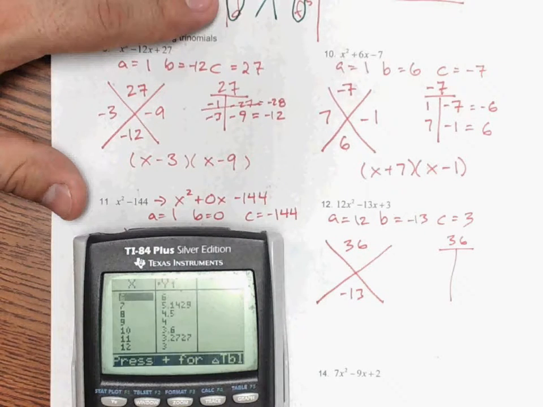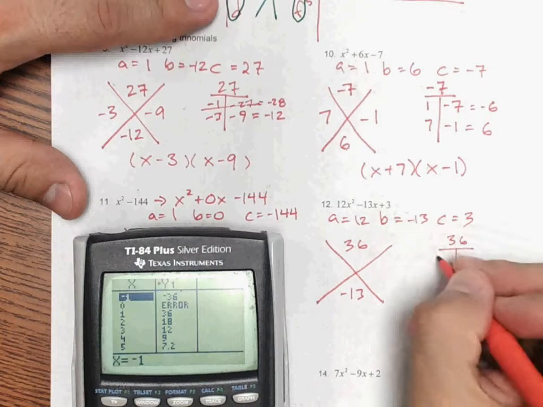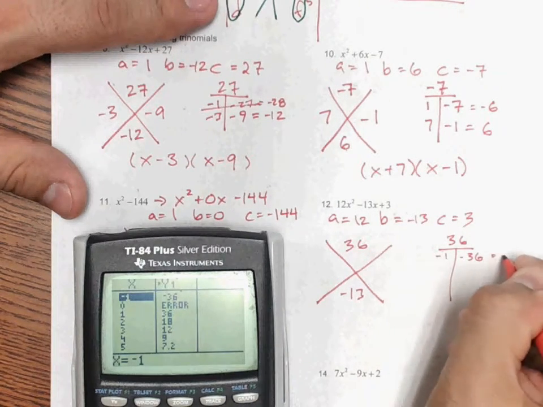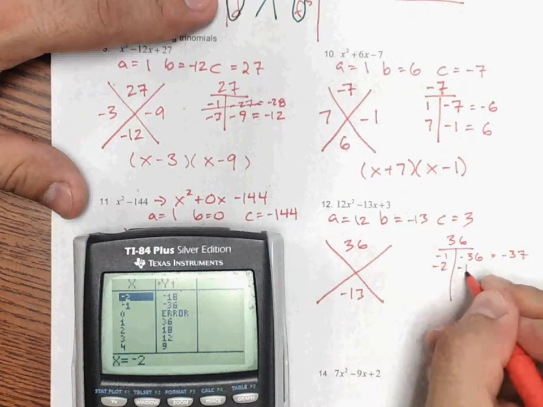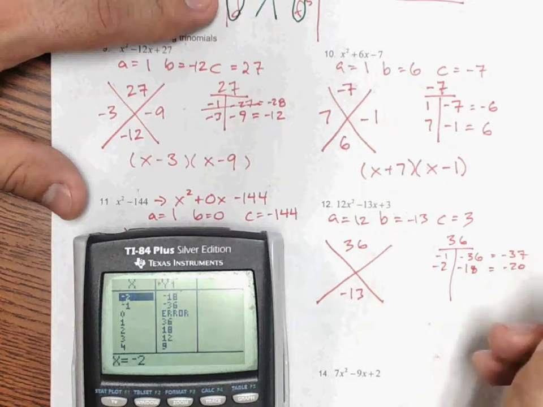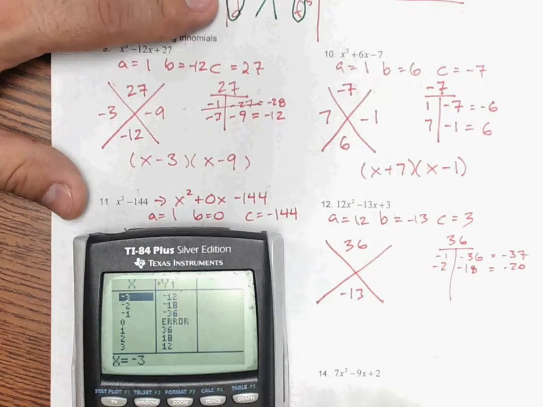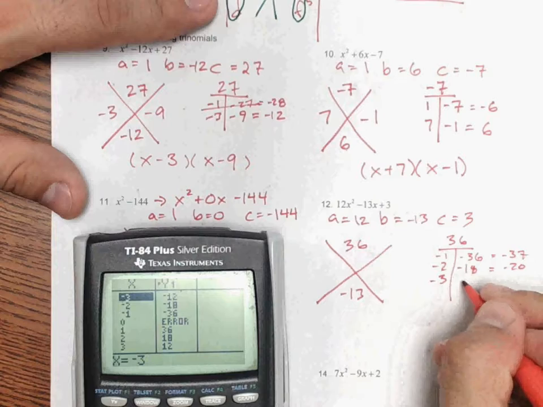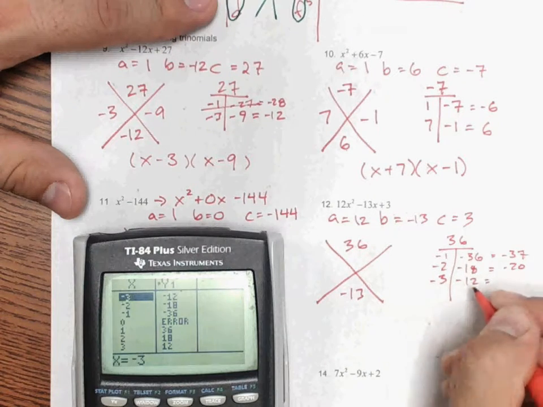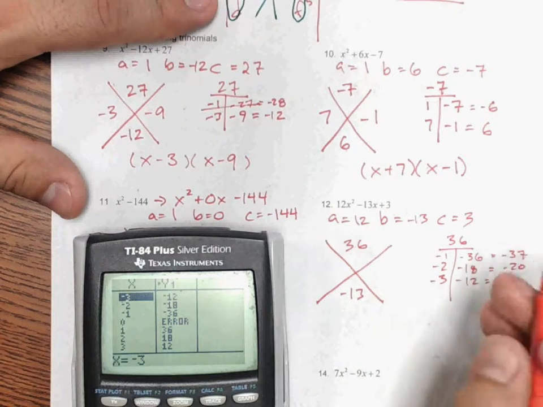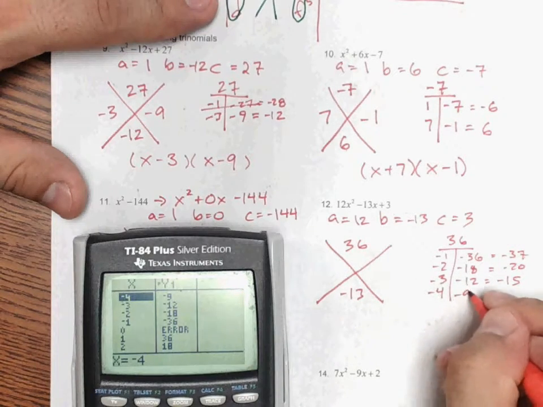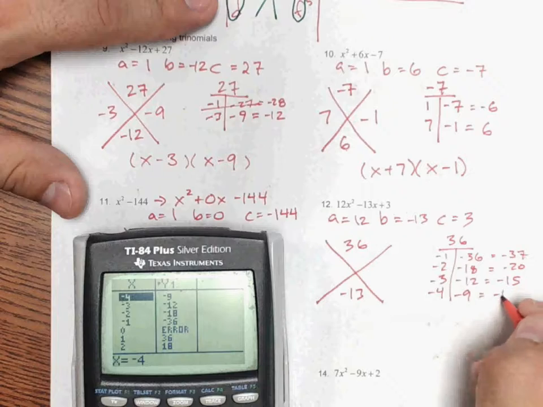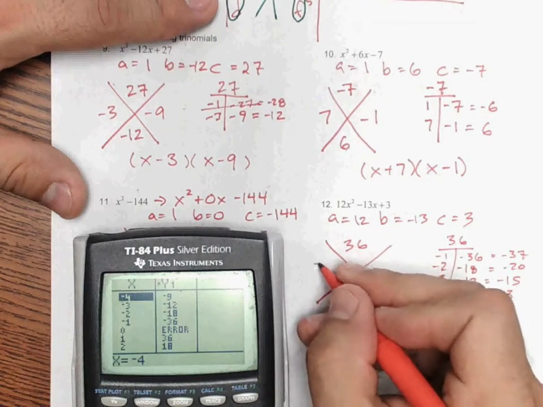Let's go to my table, and we're going to go above. So negative 1, negative 36 equals negative 37. That's not right. Negative 2, negative 18 equals negative 20. That's not right. Negative 3, negative 12, that equals negative 15. That's not right. Well, we're getting closer. Negative 4 and negative 9 equals negative 13. So those are going to be my solutions.